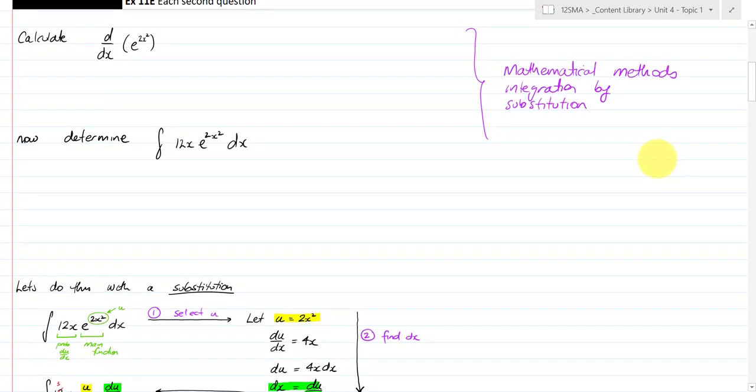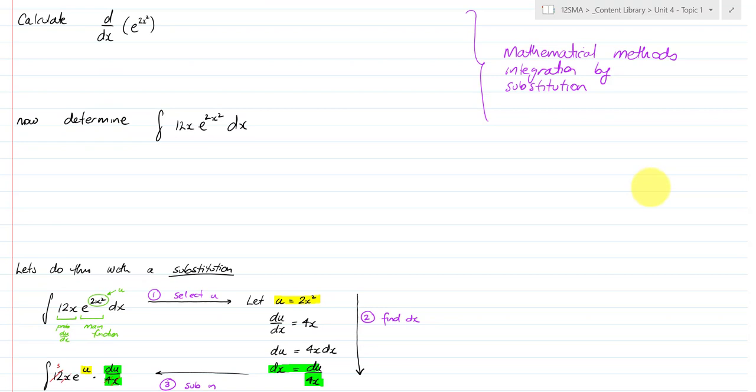Let's start by doing just a nice chain rule question. Calculate d/dx of e to the 2x squared. Of course, you'll know that when you differentiate an exponential function, you get the exponential function, e to the 2x squared. You have to multiply by the derivative of the inside function, which is 2x squared, and that's equal to 4x e to the 2x squared.